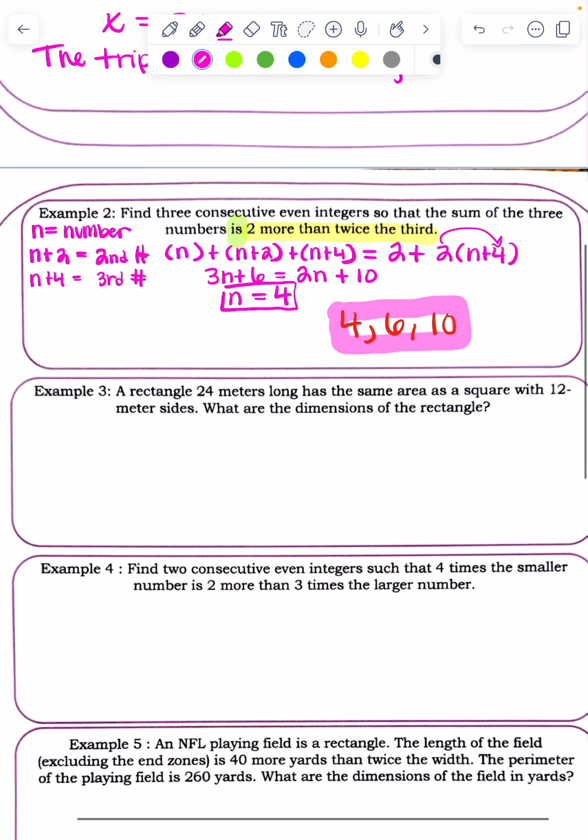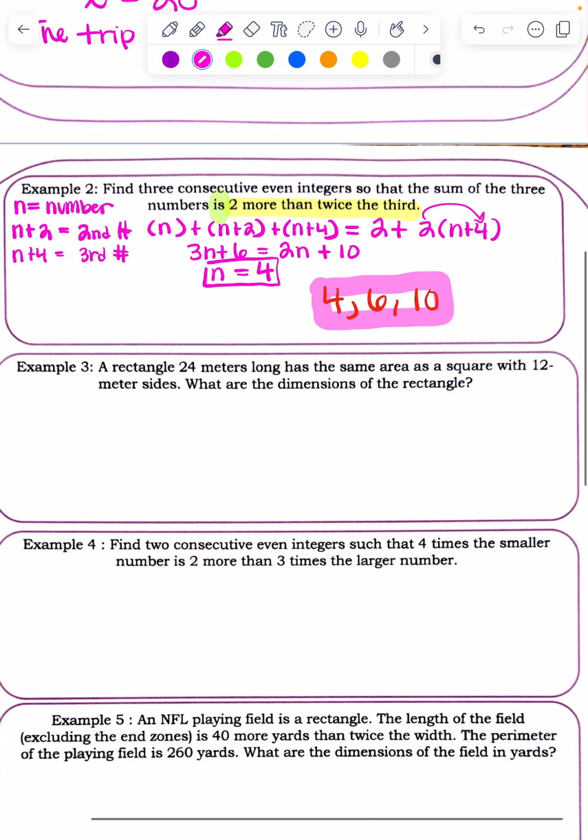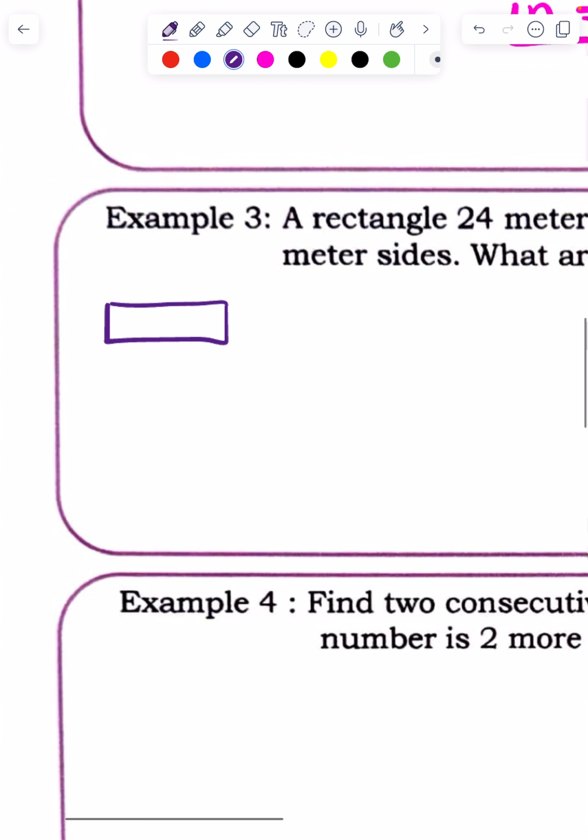All right, so example 3. A rectangle, 24 meters long, has the same area as a square with 12 meter sides. So we're talking about a rectangle and a square. I'm going to change it up, like purple or something. So we have a rectangle, and then we have a square. They told us that our square has 12 meter sides. And if you remember the definition of a square from geometry, a square always has congruent sides. So if one side's 12, the other side's going to be 12.